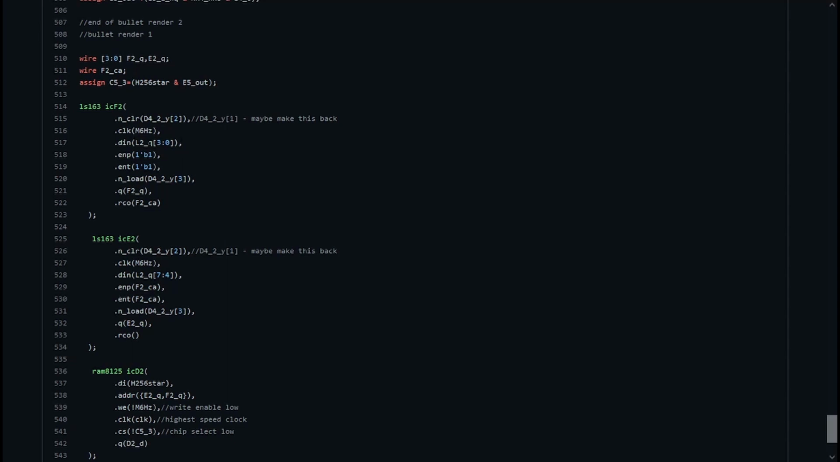The inputs are from the L2 chip, as we know. The clock is the 6 megahertz clock. We load from that D42Y output 3, as we saw in the schematic. And then the clear was the D42Y pin 2. And as I said, it was 1 in the schematic.